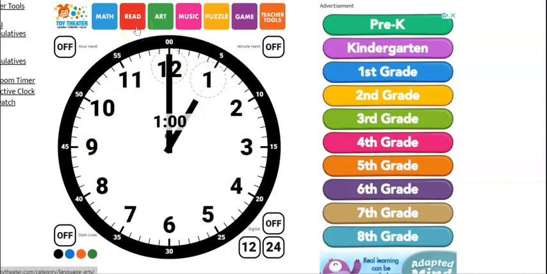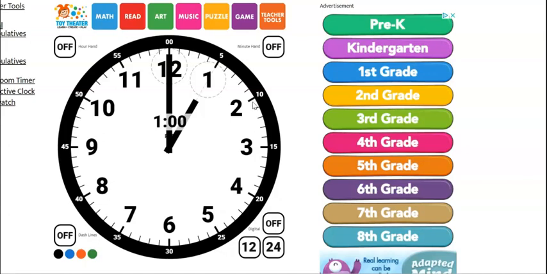Just so you have an idea of how long 1 minute is, we're going to count 60 seconds because 60 seconds is equal to 1 minute. Say that with me. 60 seconds is equal to 1 minute. So there are 60 seconds in 1 minute and 60 minutes in 1 hour.